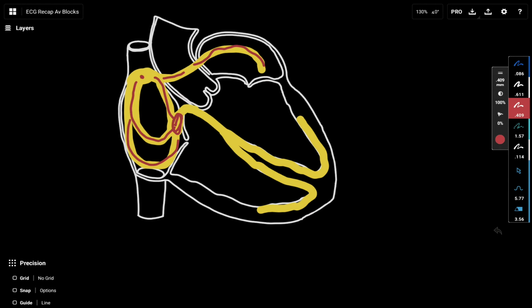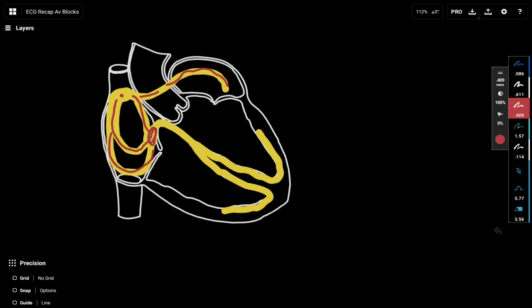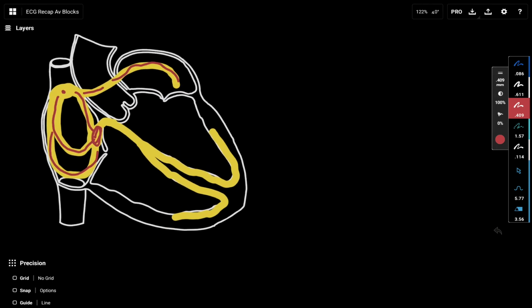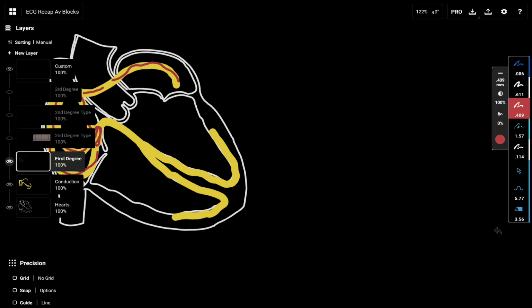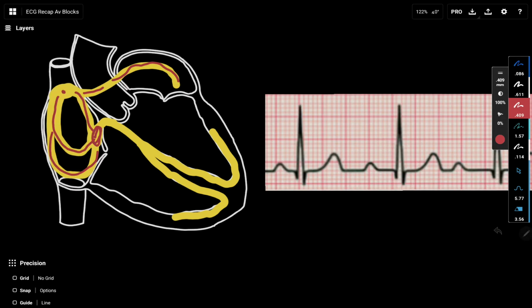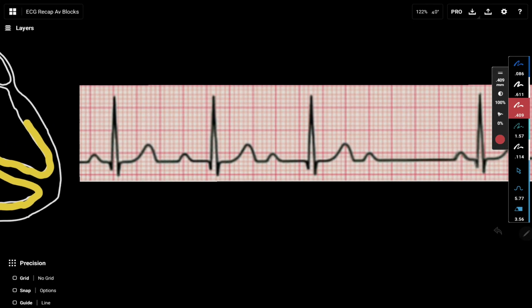Increased vagal tone, an inferior MI, myocarditis, sometimes something that happens after cardiac surgery, and so on. So there are different causes of it, and that's what happens: the nodal cells, the AV nodal cells, get progressively fatigued until they stop conducting altogether. So what does that look like on an ECG?